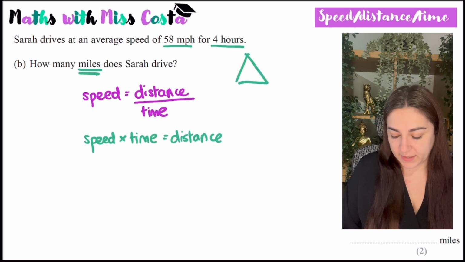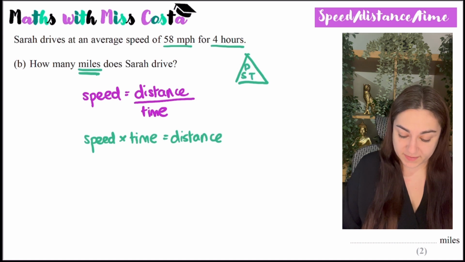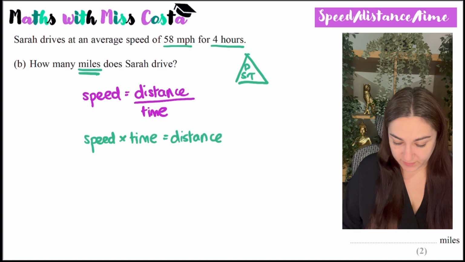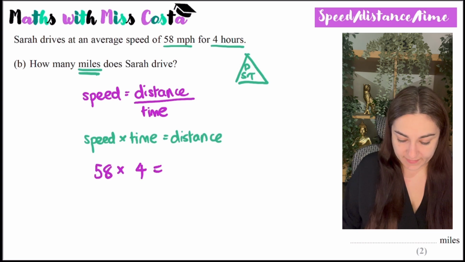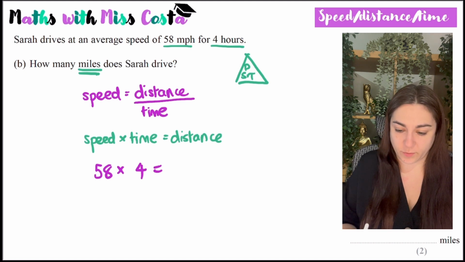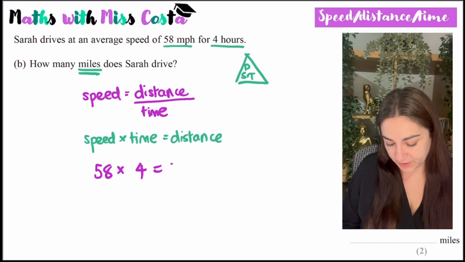You might be using the little triangle that you have. So you cover up the D, and then you know that speed times time gives you distance. So once again, the speed is 58. The time is 4, and that's going to tell me what the distance is. So 58 times by 4 is 232 miles.